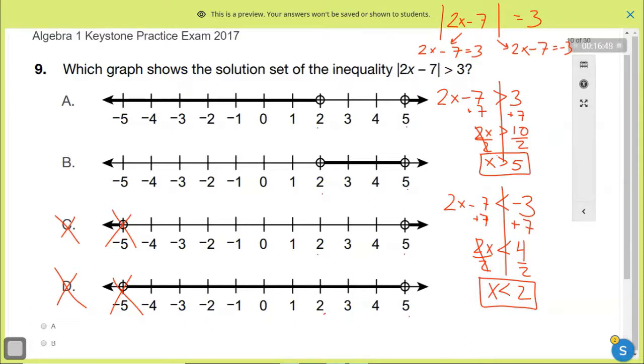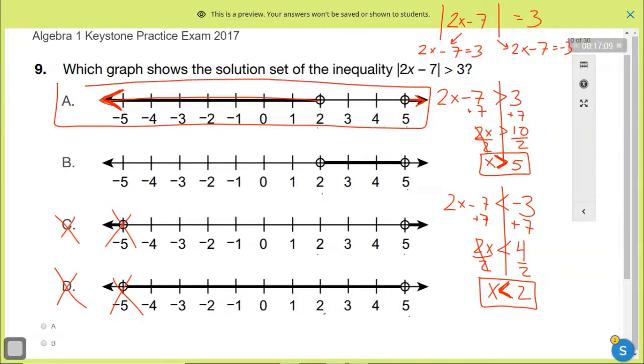Well, let's look at 5 first. X is greater than 5, that means it should be going this direction. So I should be going this direction from 5, which is true there. And X is less than 2, so I should be going this direction, less than. Again, this trick only works when X is on the left side. And I should be going this direction, seeing that A is my correct inequality graph.